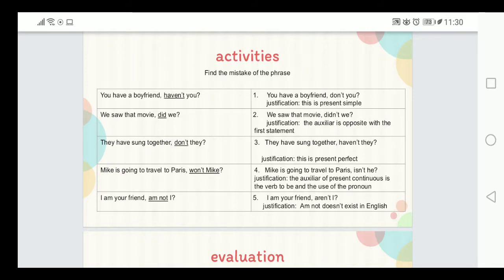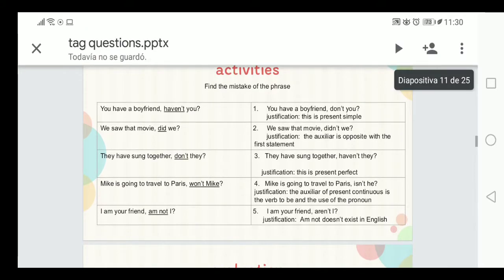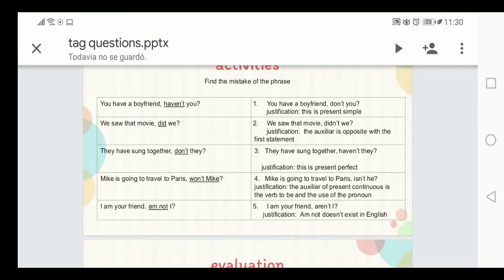We saw that movie, did we? As you know, the auxiliary is opposite to the first statement. So the auxiliary is in negative in this case, didn't we? They have sung together, don't they? The first statement is present perfect, so the auxiliary is haven't they.